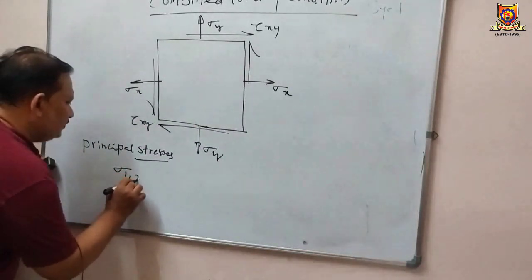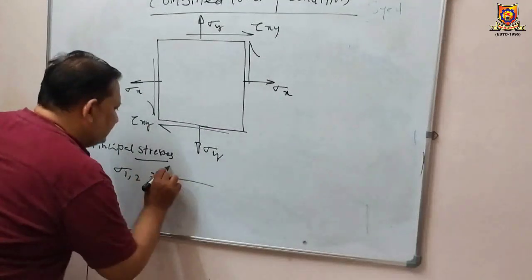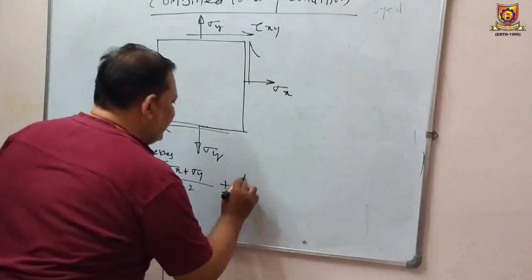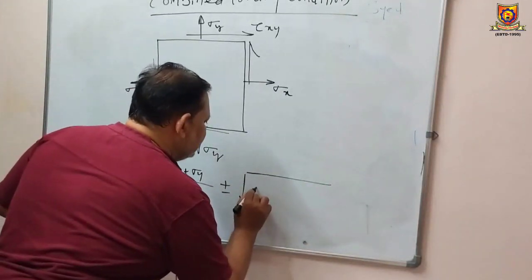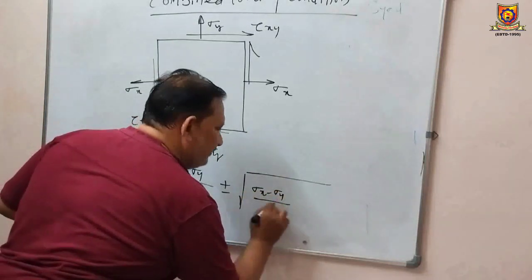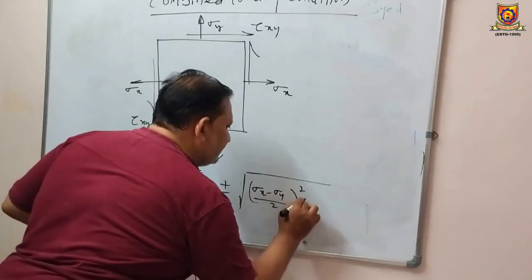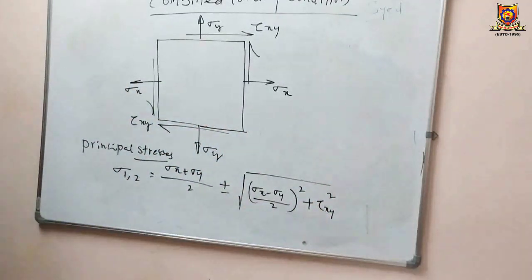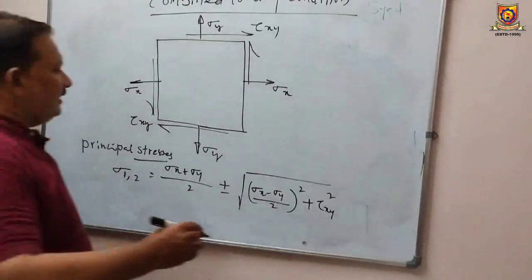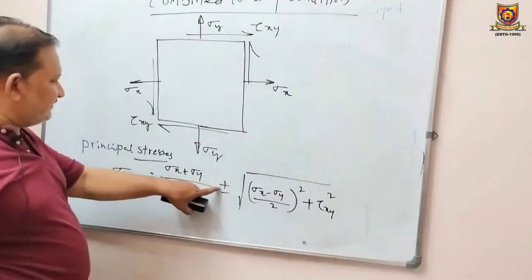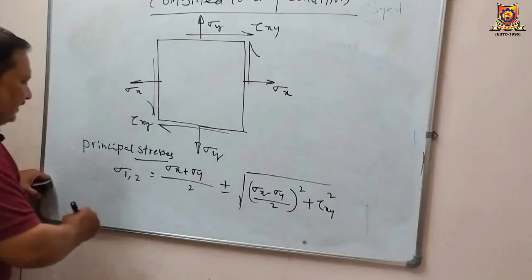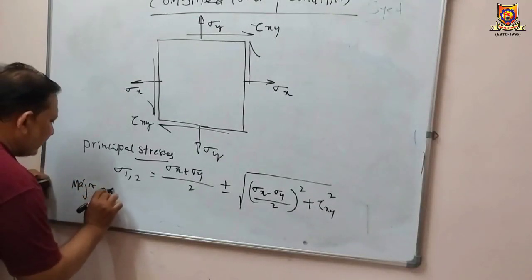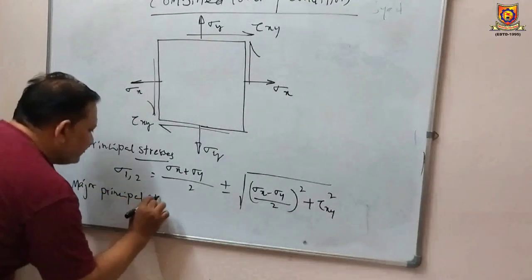Sigma 1, 2 is equal to sigma x plus sigma y by 2 plus or minus square root of sigma x minus sigma y by 2 whole square plus tau xy square. Right? And for sigma 1, if you put a plus sign in between, we can calculate the major principal stress.